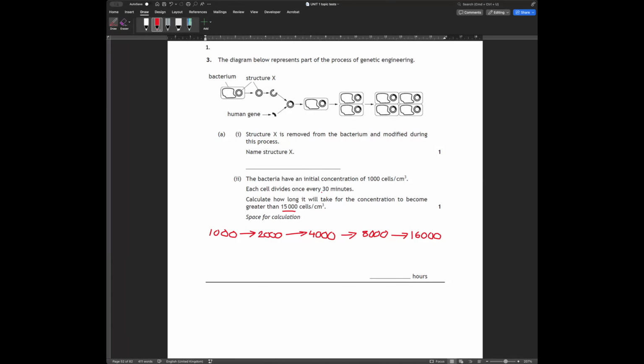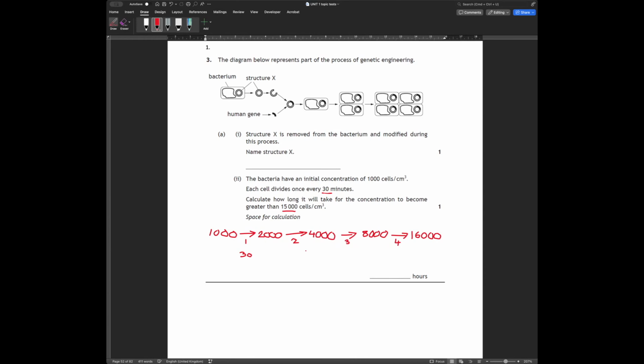And it tells us that the cell divides once every 30 minutes. So what we can see here is we've got 1, 2, 3, 4 divisions were required to get to 16,000 cells, or above 15,000, which was our target. So we needed 4 divisions to do that. Now it tells us that each cell divides once every 30 minutes. So that means for every division, we have 30 minutes.